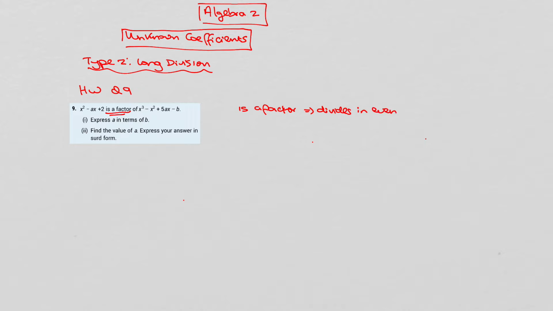So it divides in evenly, which means no remainder. We're going to use that to write one letter in terms of the other. We have to get a on its own because it says express a in terms of b. So we take x squared minus ax plus 2, and we're going to divide that into x cubed minus x squared plus 5ax minus b.